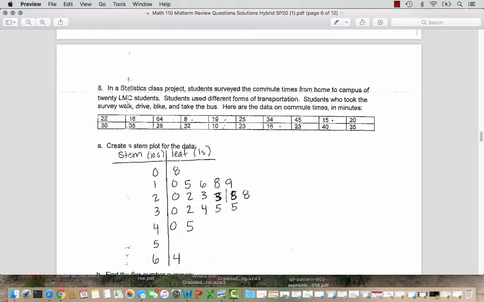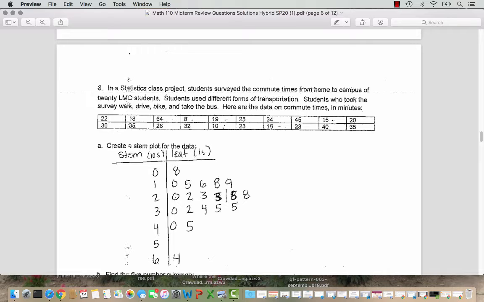This is part 2 of our midterm review question solutions. Question 8 gives us data about commute times from students randomly selected at LMC. So here's our data, and we want to create a stem plot.